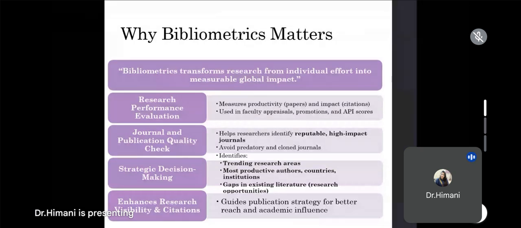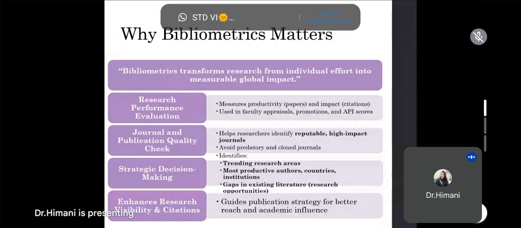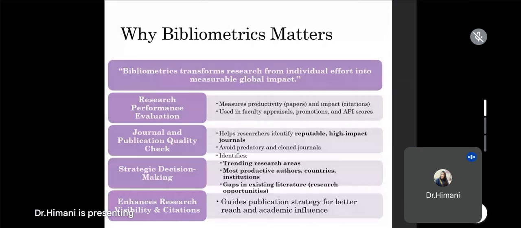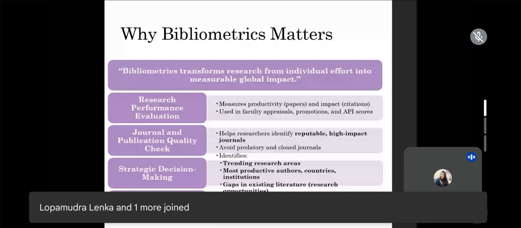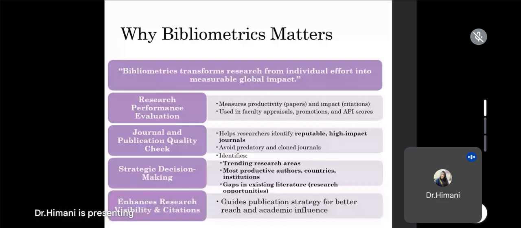Next is journal and publication quality check, because bibliometric analysis also provides certain metrics like G index, H index, I index. So you can find quality and impactful journals for your further research. Next is strategic decision making, and this section is very important for freshers who are planning to write a bibliometric paper. Basically, this workshop will help you in this section, strategic decision making, which includes trending research areas.